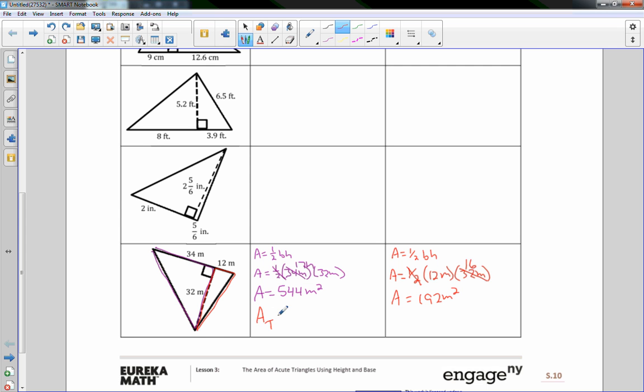So the area total is 544 meters squared plus 192 meters squared. So the total area is 4 plus 2 is 6. 4 plus 9 is 13. Carry the 1. 5 plus 1 is 6. Plus that carried 1 is 7. 736 meters squared. Okay, now I need to do the total. So I'll do the calculation up here. Area equals 1/2.